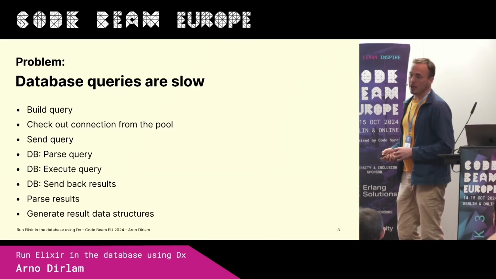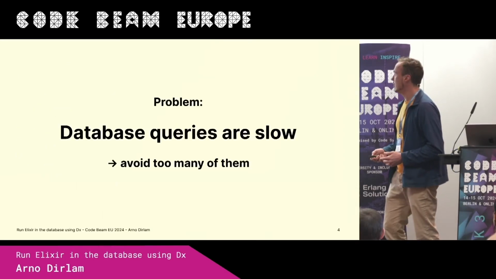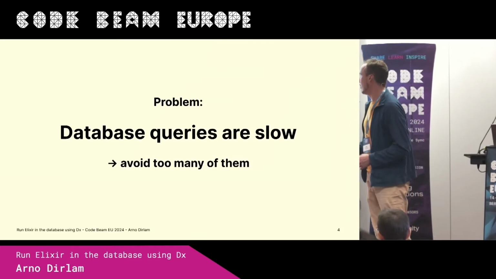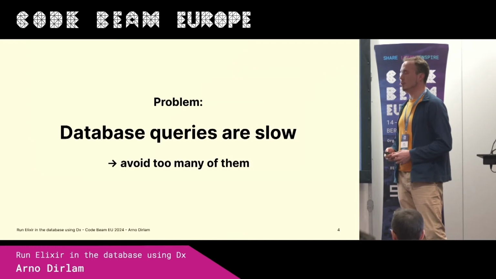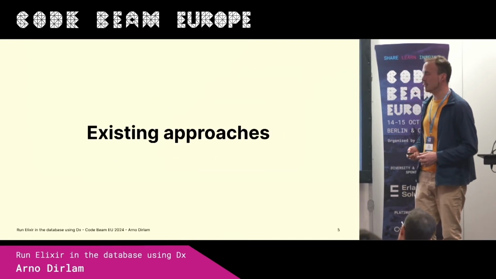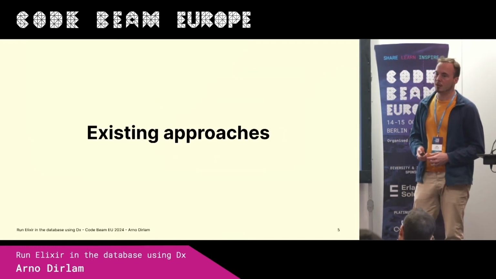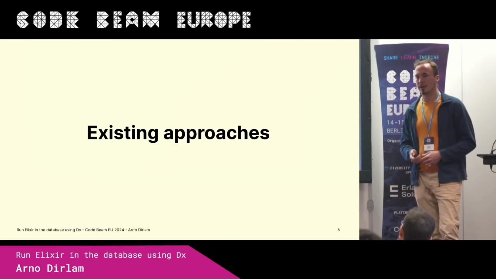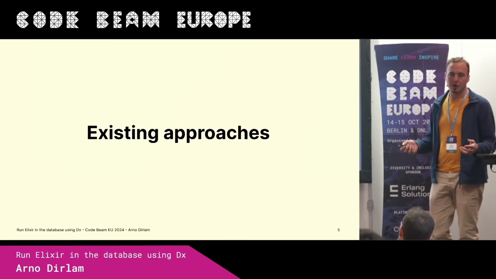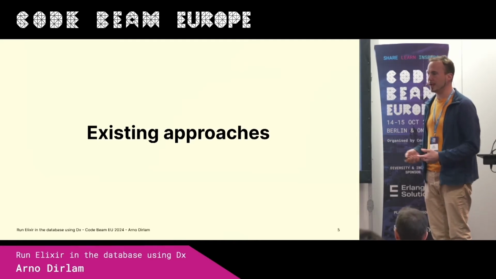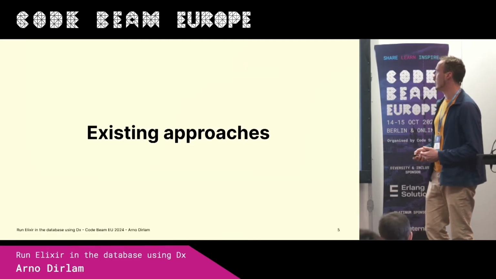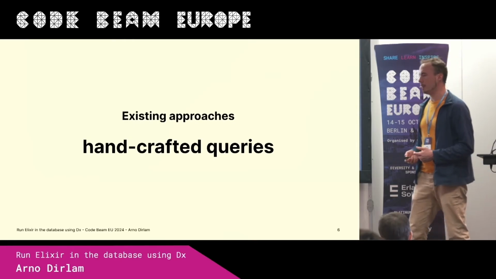But we have some existing approaches how to deal with this. So the problem is they are slow, so we avoid having too many of them. And we have some existing approaches, especially with Ecto, that I think everyone learns when they start programming Elixir or using Ecto. So one is handcrafted queries.